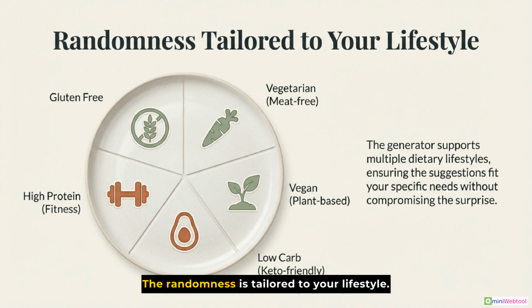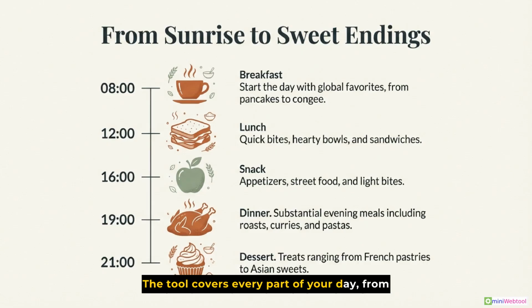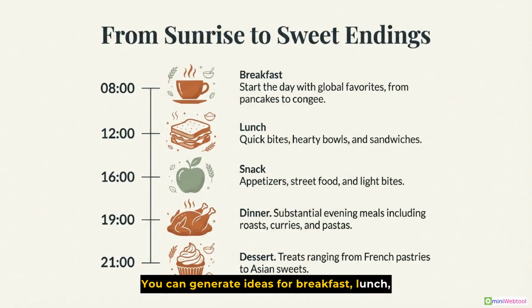The randomness is tailored to your lifestyle. The generator supports multiple dietary choices like vegetarian, vegan, gluten-free, high protein, and low carb, ensuring the suggestions fit your specific needs. The tool covers every part of your day, from sunrise to sweet endings. You can generate ideas for breakfast, lunch, snack, dinner, or dessert.